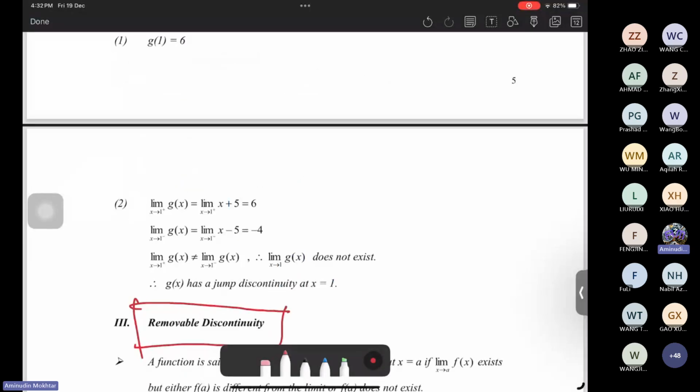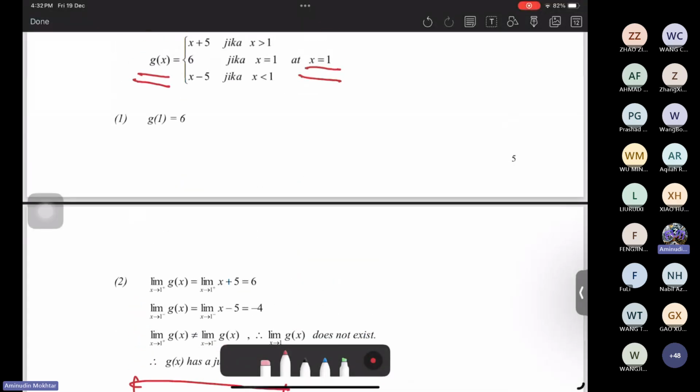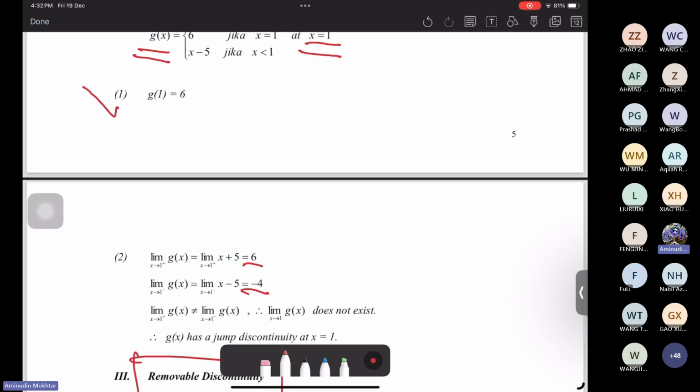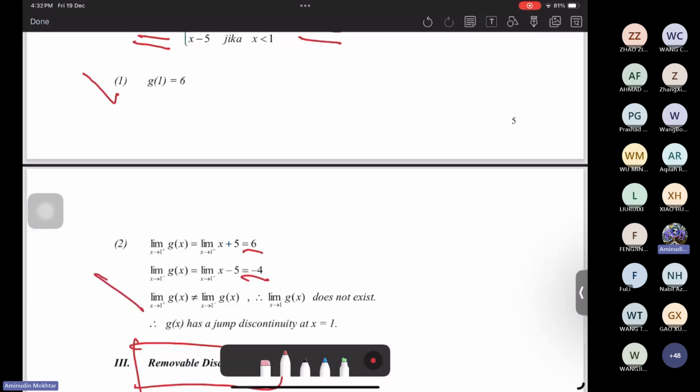When we find the limit, the value of y is defined. y exists at that point, but the right-hand limit is 6 and the left-hand limit is -4. So the limit does not exist. That's why we call it a jump discontinuity.